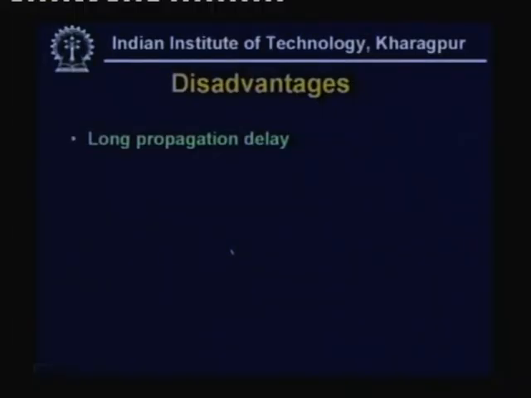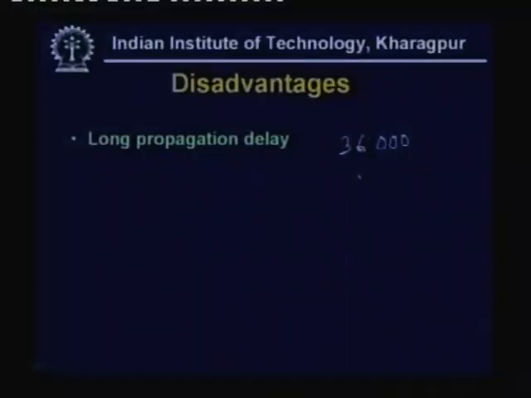However, this has got a number of disadvantages. One very important disadvantage is long propagation delay. In case of satellite, as we have seen, the antenna is located at a distance of 36,000 kilometer away from Earth. The signal has to travel 36,000 kilometer, and it has to return back to the receiver another 36,000 kilometer. So, this round trip delay is about 1/4 of a second. That poses a problem, and particularly to identify whether two stations are sending together, that means collision detection is difficult. So, that has to be taken care of.